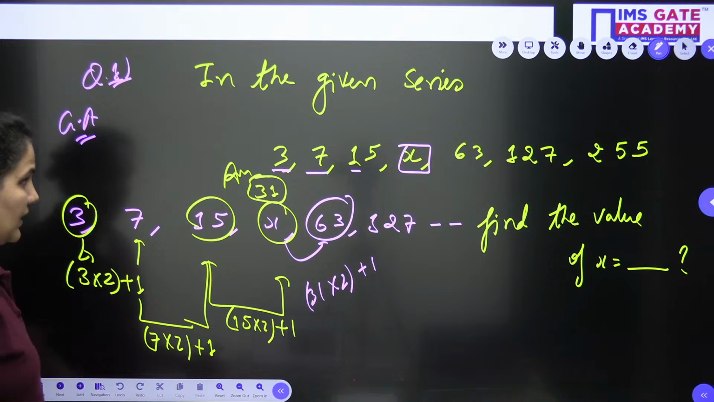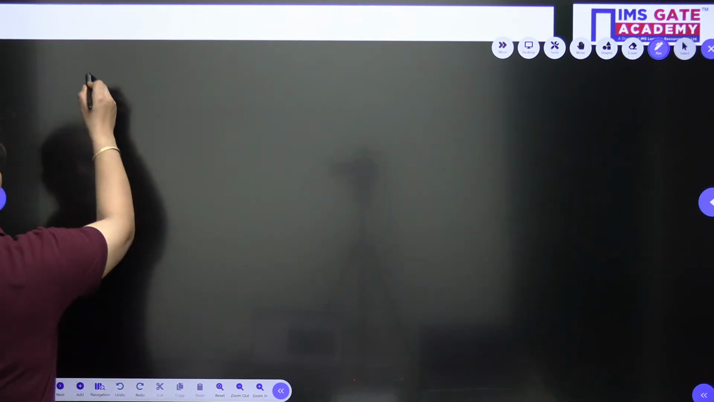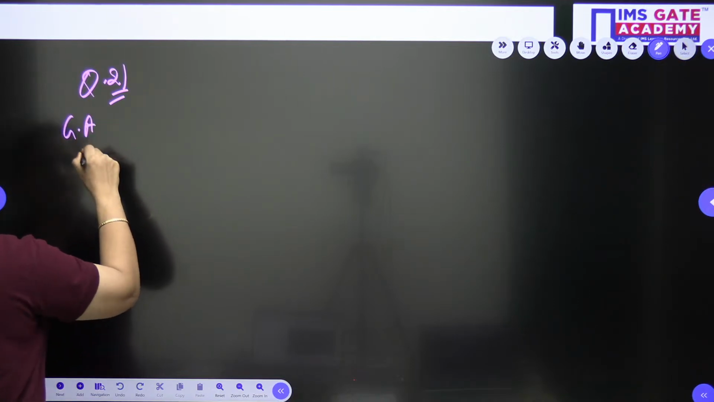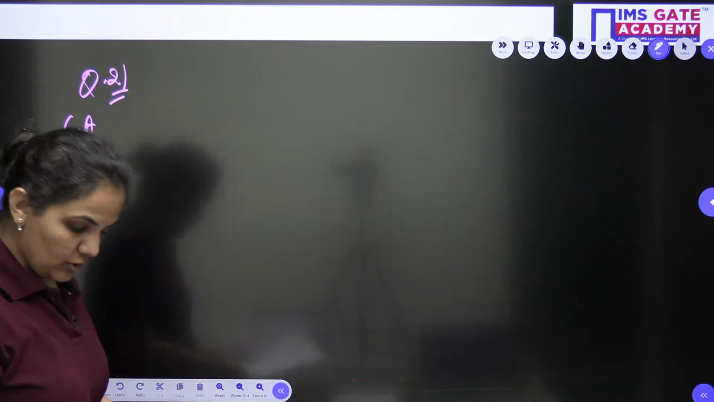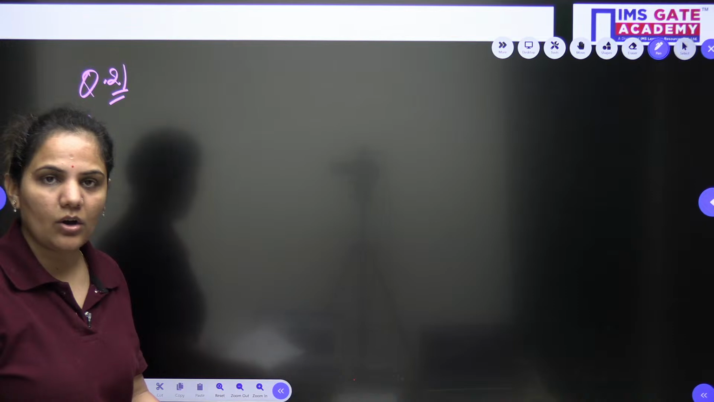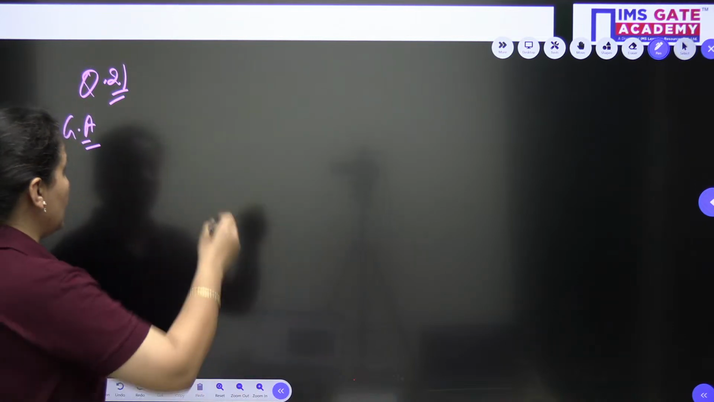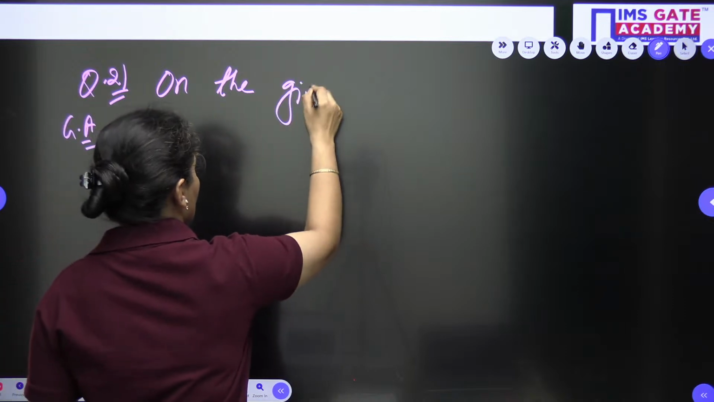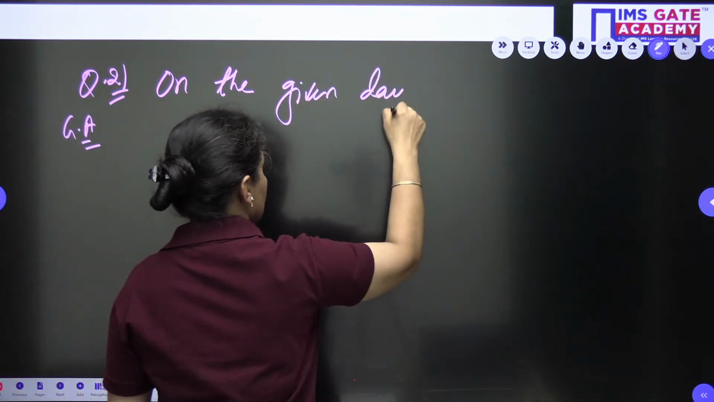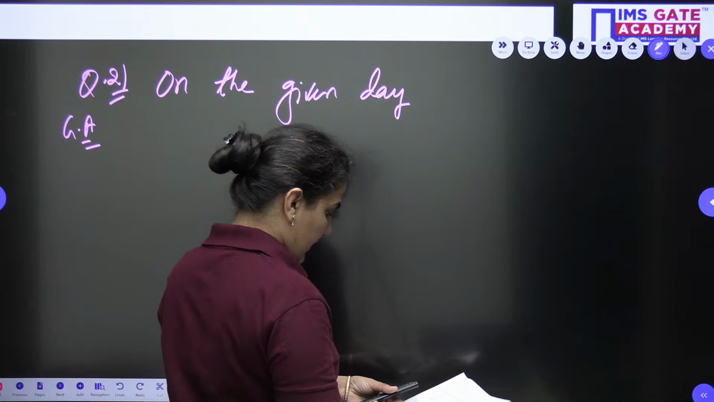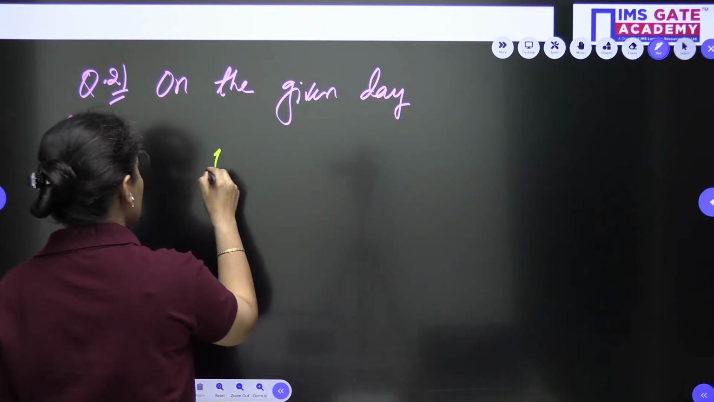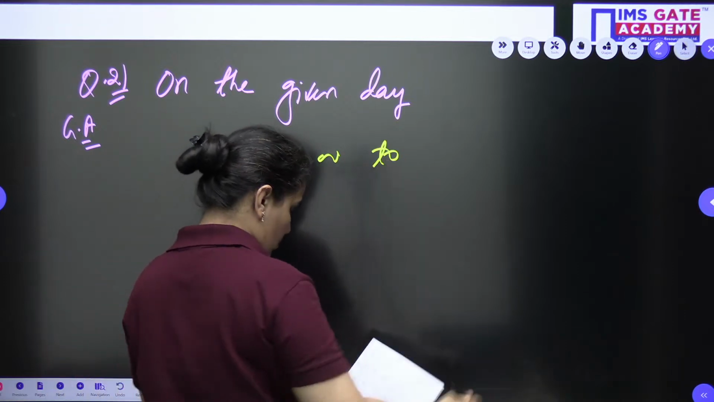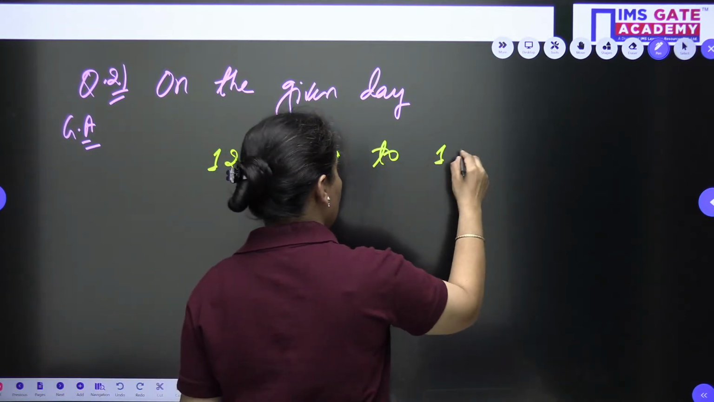Now let's go for the next question from general aptitude. We have one more question from general aptitude, a clock question. It is given to us that on the given day, the time in the clock is 12:05 to 12:55.